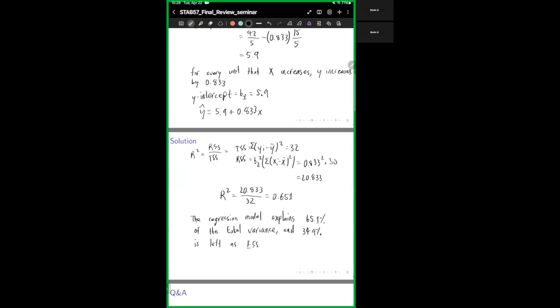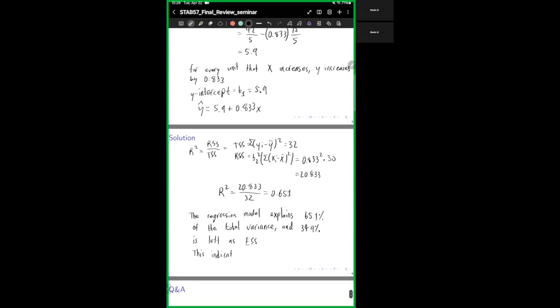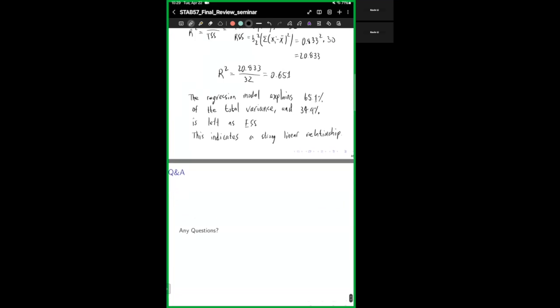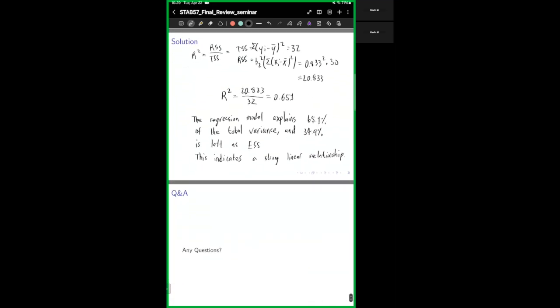So you can also include that this is considered a good fit, a strong fit, so the fit is considered to be quite good.